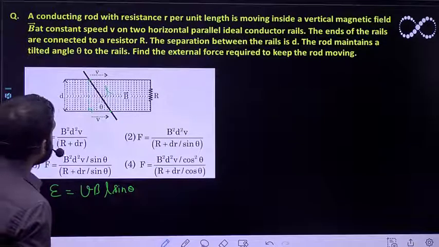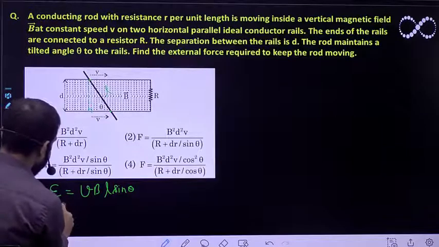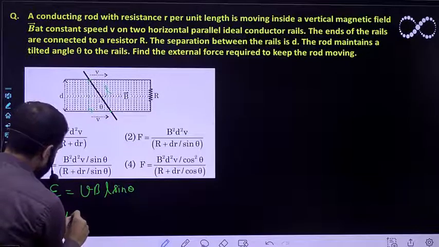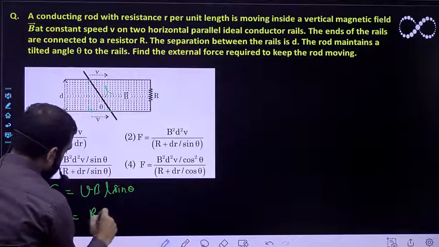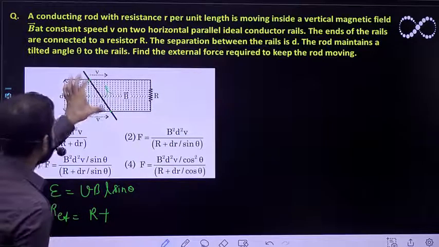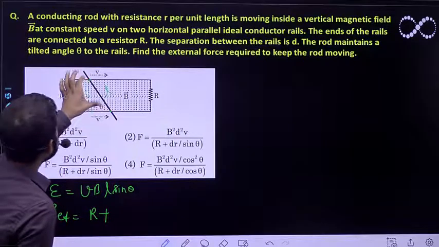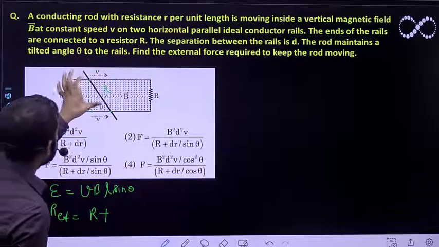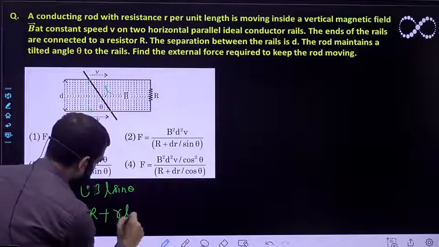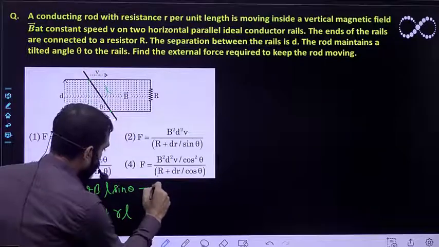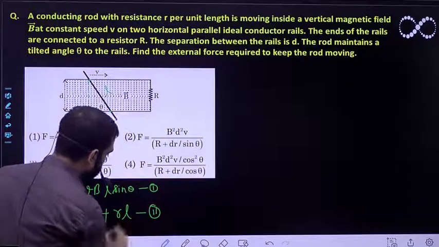Now the total equivalent resistance will be the capital R plus the resistance of the rod. The length of the rod is L and the resistance per unit length is small r, so this will be r into L. So I got equation 1, and let us call this equation 2.